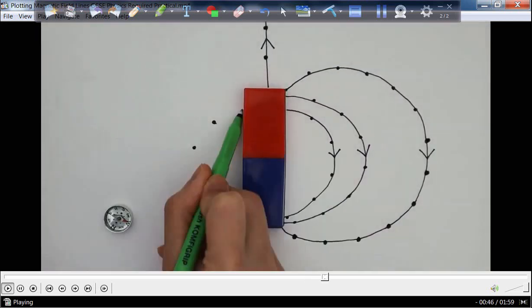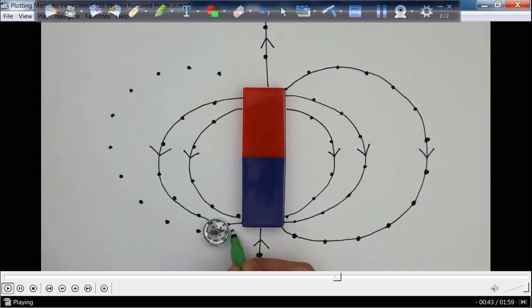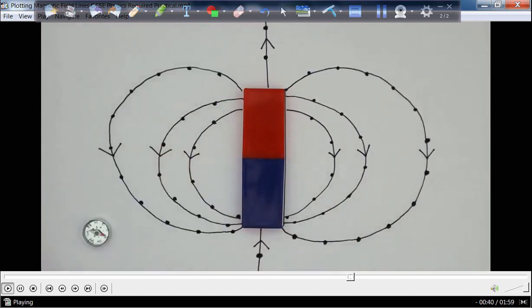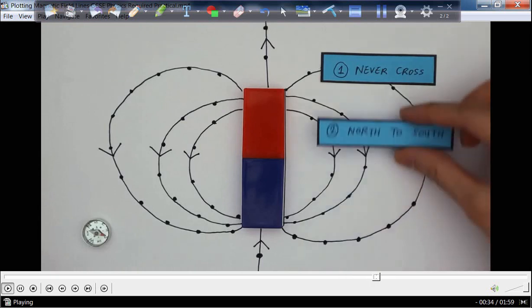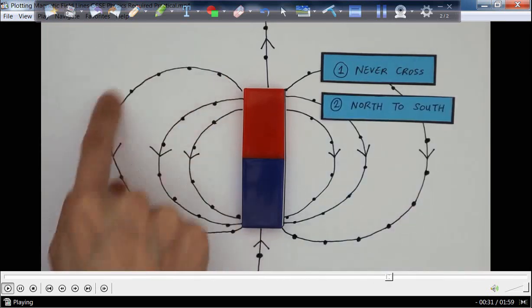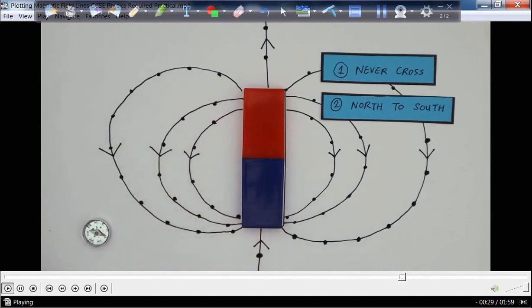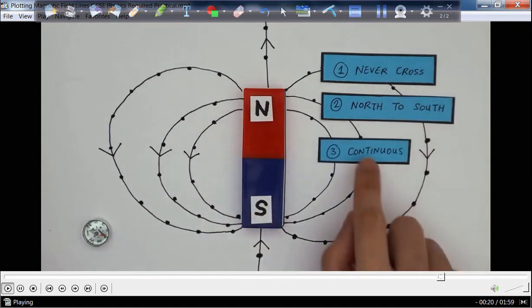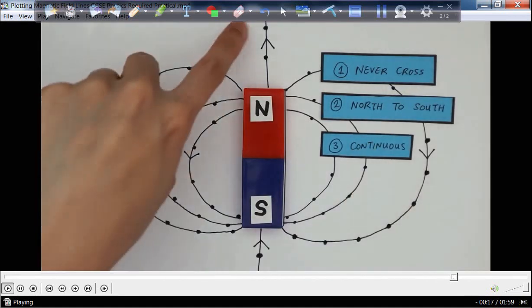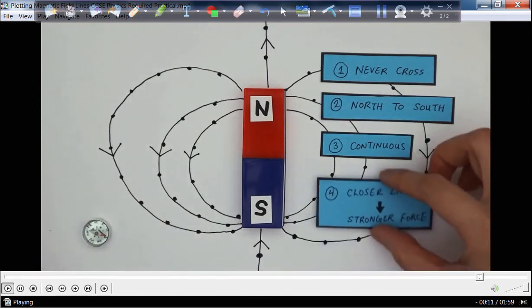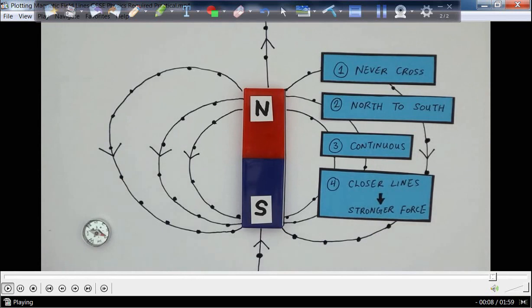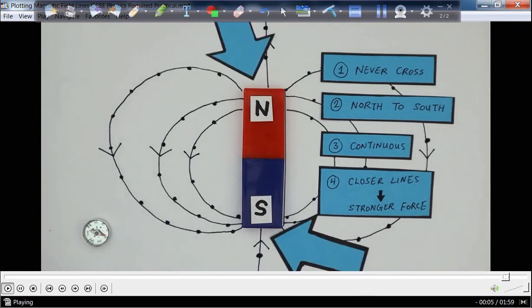Looking at the field that we've plotted, we can figure out the 4 main properties of magnetic field lines. Number 1, magnetic field lines never cross each other, they never overlap. Number 2, they always point from the North Pole of magnets to its South Pole. North into South, so that must mean that this is North and this is South. Number 3, they're continuous. The only reason these lines have been cropped out here is because I've simply run out of space. Number 4, where the lines are closer together, the magnetic force is the strongest. That's at the poles of the magnets.